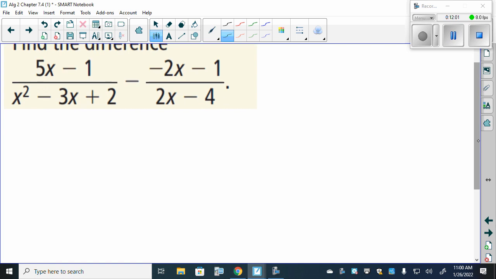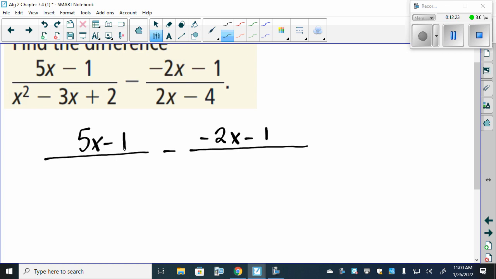All right. Let's look at another one. 5x minus 1 over x squared minus 3x plus 2 minus negative 2x minus 1 over 2x minus 4. Well, the first thing that we'll need to do that's going to be helpful is to factor the denominators as far as we can, so we can see what we need to do to make them be the same.